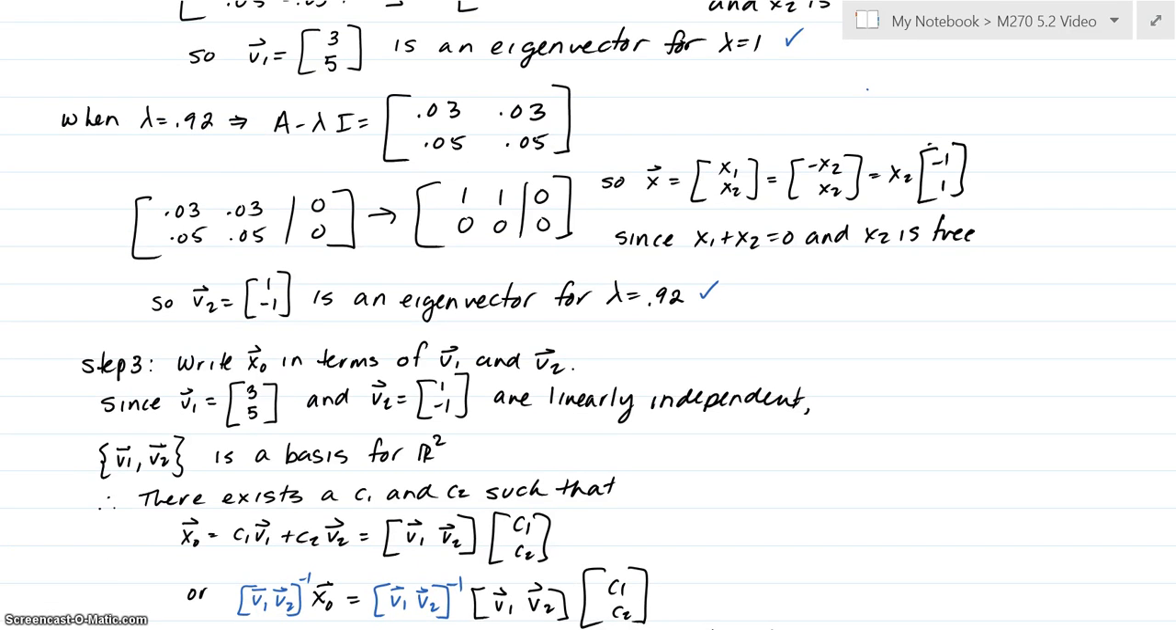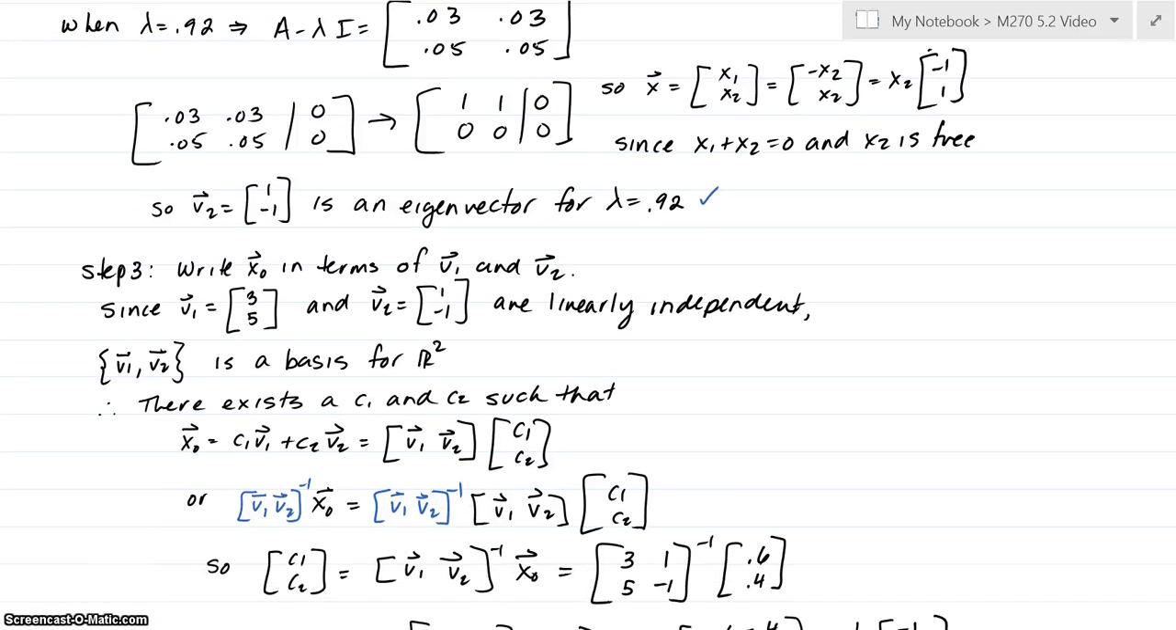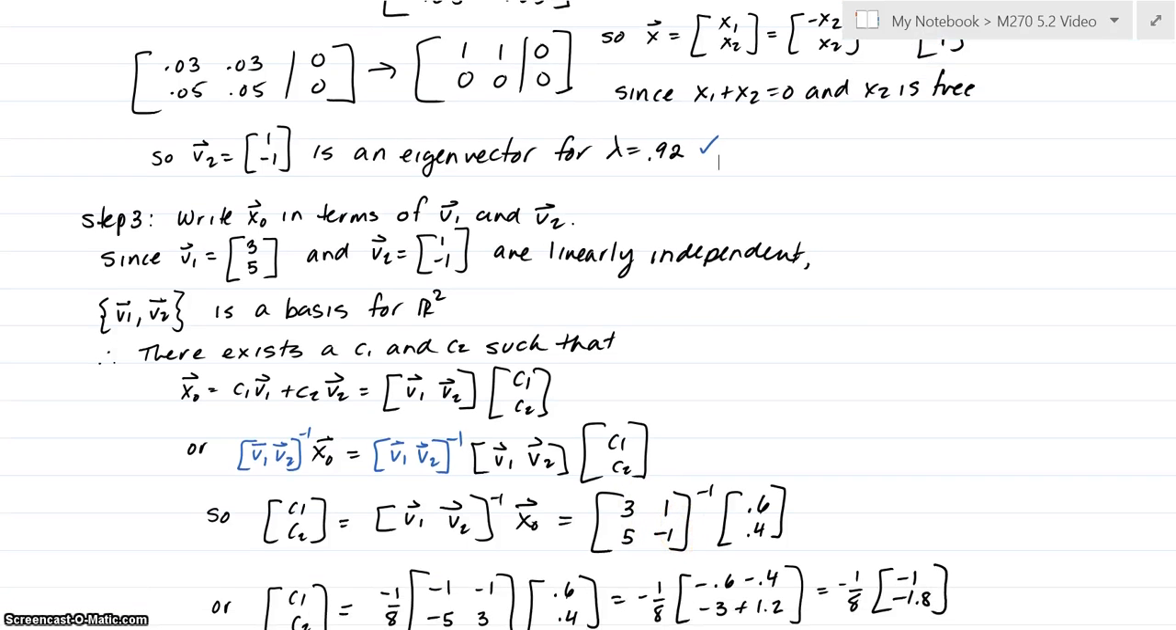Try to go a little slower. So what I'm going to do is want to isolate this matrix, so I multiply both sides by the inverse, v1, v2 inverse. So then we have C1, this is an I, is equal to this equation. This is my v1, this is my v2, and if I take the inverse of that, that is invertible, that is good, times the x0.